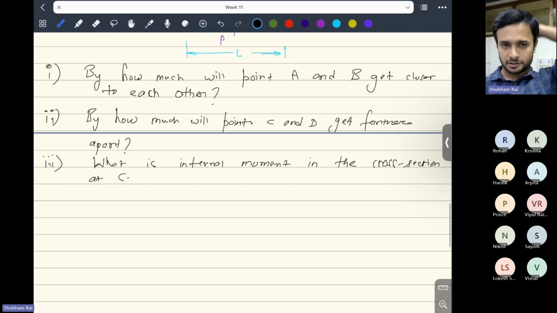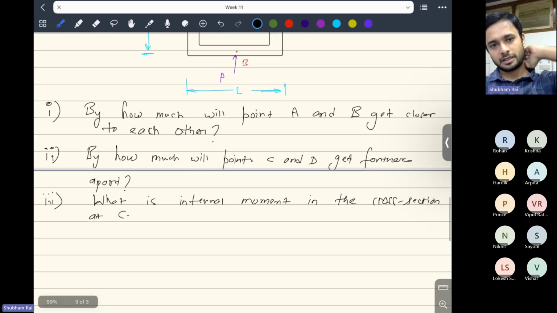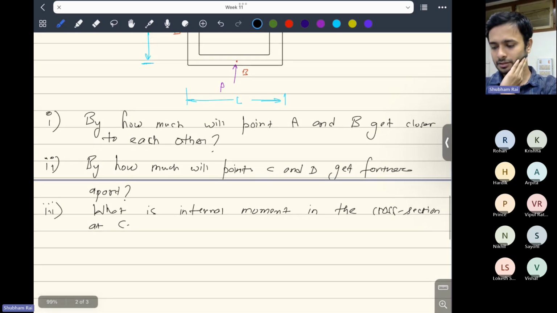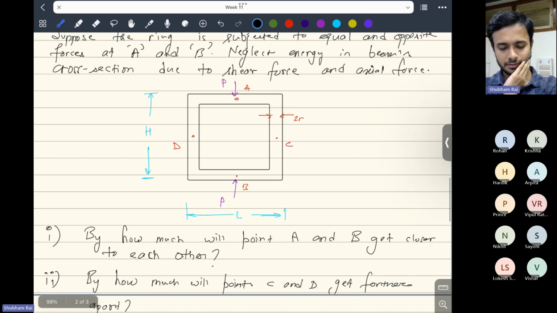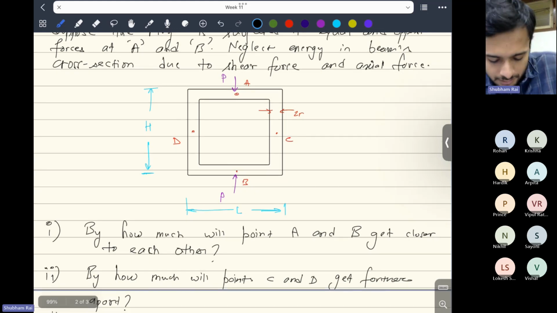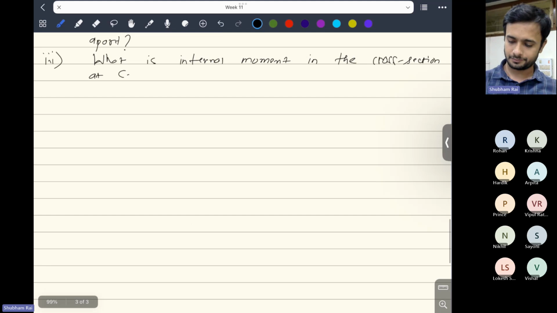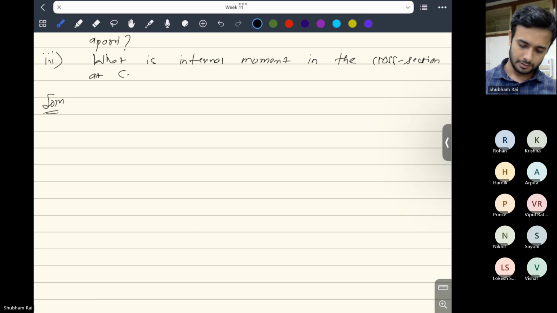Okay. So firstly, you have to find out by how much will point A and B get closer to each other. Second, by how much will point C and D get farther apart. And third, you have to find what is the internal moment in cross section at C. So can you imagine? Let me start with the solution. Can you imagine how this beam will look like after deformation?